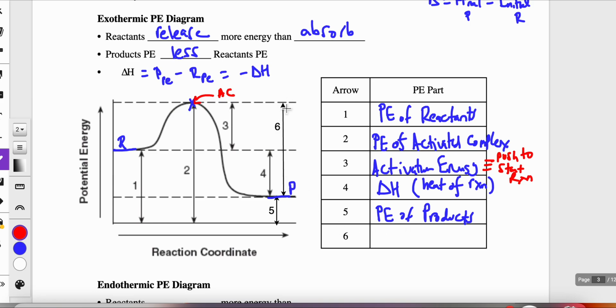Now, arrow 6, it is very similar to arrow 3 in that it starts at the platform of the products and it climbs up to the peak of the hill. So it is also an activation energy, but it's the activation energy for the reverse reaction, the products to reform the reactant. So the activation energy of the reverse reaction, meaning for the products to remake the reactants.